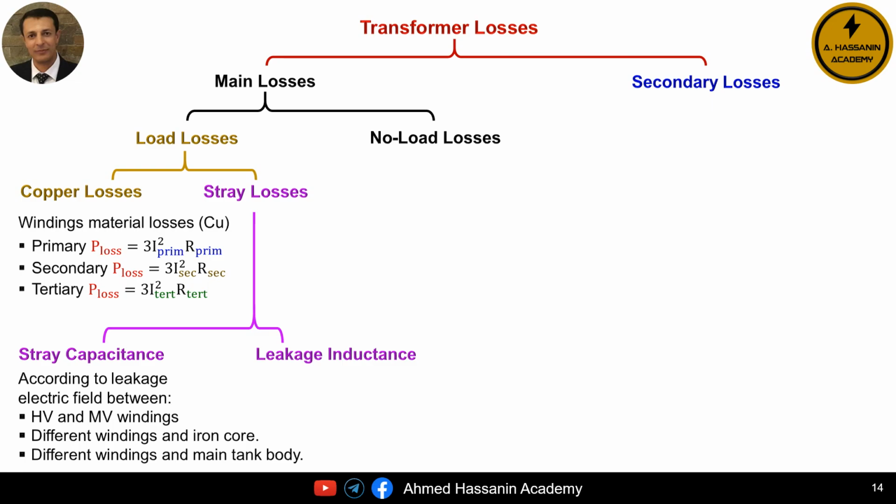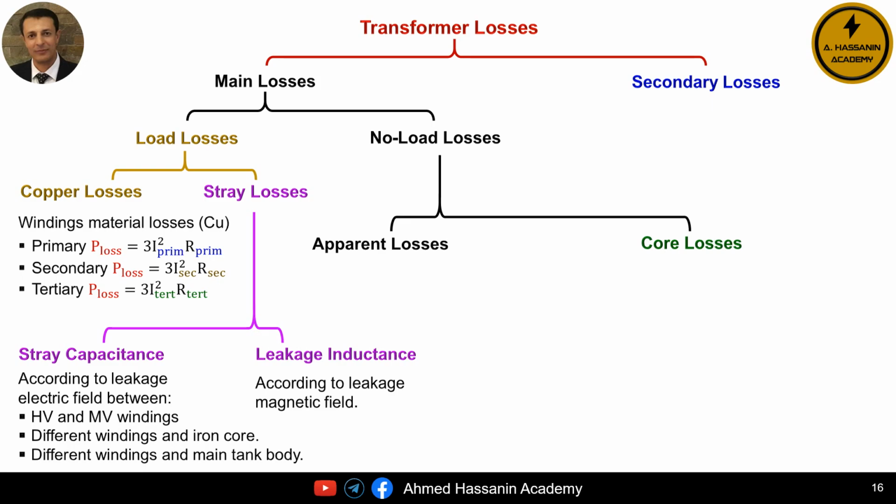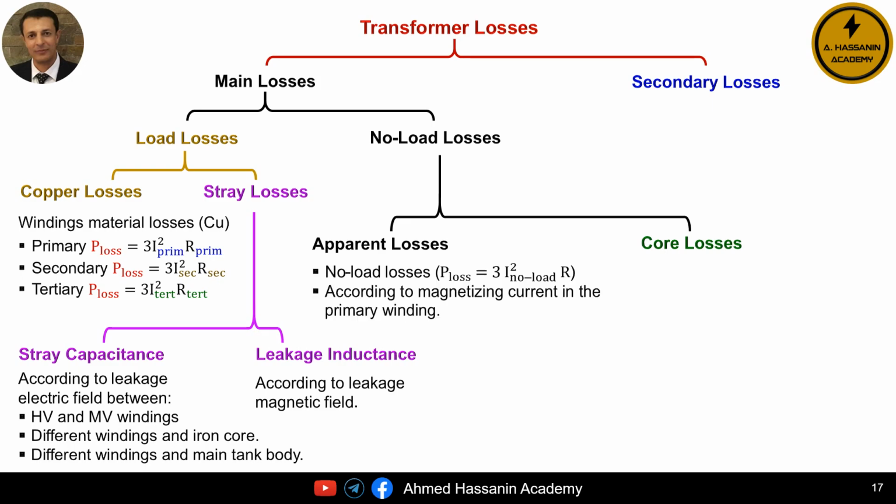Of course, stray capacitance losses result from the leakage electric field between the different windings, between the windings and the iron core, and between the windings and the transformer tank or the main tank. However, with regard to leakage inductance losses, they result from the leakage magnetic field. However, with regard to no-load losses, they consist of apparent losses and core losses. Of course, apparent losses occur due to the flow of the magnetizing current or the no-load current flowing only in the primary windings of the transformer.